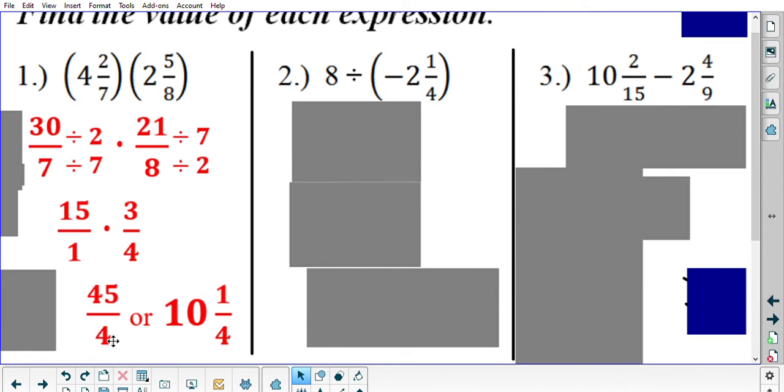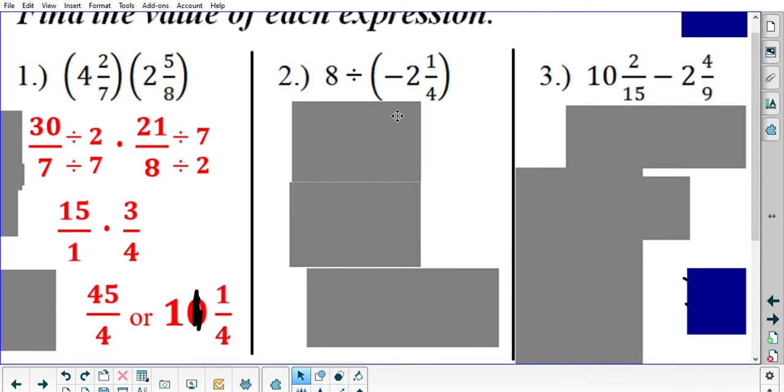4 times 10 is... No, that's not right. Oh my goodness, another typo, Mr. Underkoffler. That shouldn't be 10 and 1/4. That should be 11 and 1/4. So we need to make this become an 11. My goodness, Underkoffler making another mistake.